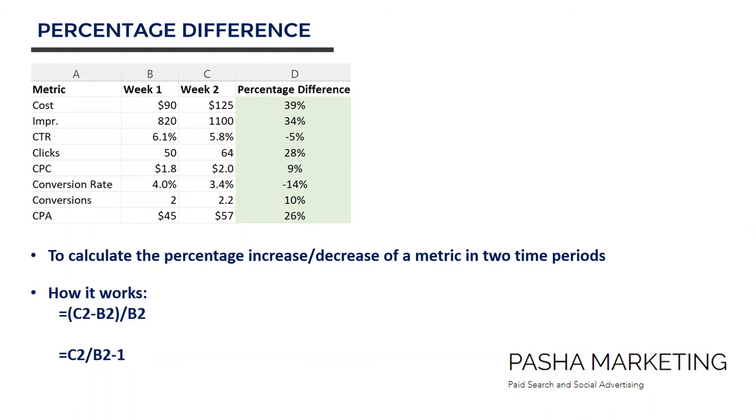When you analyze the performance of your campaigns, you want to see how your metrics change weekly or monthly, especially after you make some kind of change to your campaigns. In this screenshot, I am reviewing the data for a campaign in two different weeks. In column D, I have calculated the difference for each metric between week 1 and week 2, which tells me, for example, the impressions for my campaign has increased 34% in the second week, which has resulted in 28% more clicks. Subsequently, 28% increase in clicks led to 10% more conversions, which comes at 26% higher cost per acquisition. So looking at how much each metric has increased or decreased in percentage gives me better insights about the performance of my campaigns.